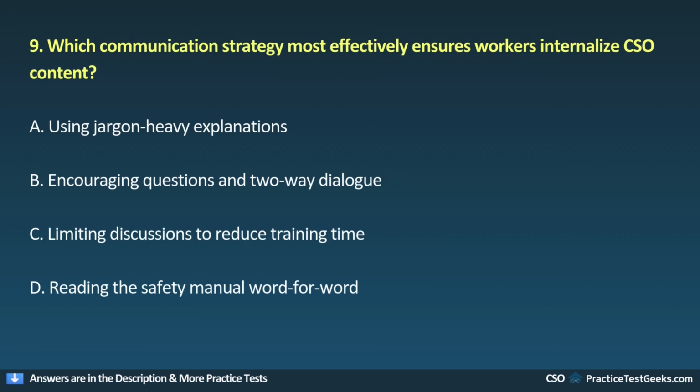9. Which communication strategy most effectively ensures workers internalize CSO content? A. Using jargon-heavy explanations. B. Encouraging questions and two-way dialogue. C. Limiting discussions to reduce training time. D. Reading the safety manual word for word.